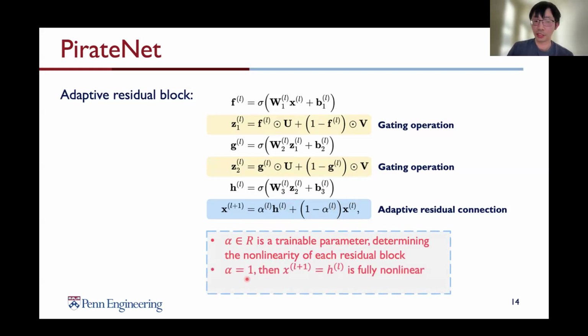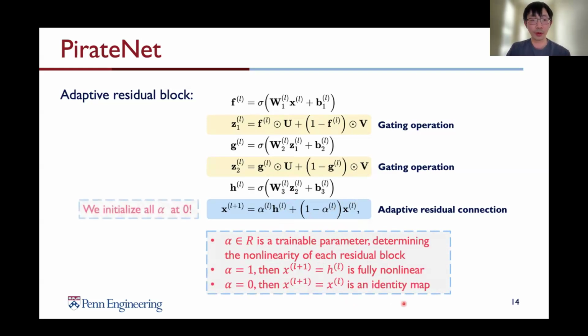So if alpha is equal to 1, then X_{L+1} is equal to H_L. This is fully nonlinear. But if alpha is equal to 0, then X_{L+1} is equal to X_L. This is an identity map. And in the PirateNet, we always initialize all alphas at 0. And in the following ablation studies, you'll see this is very, very important.